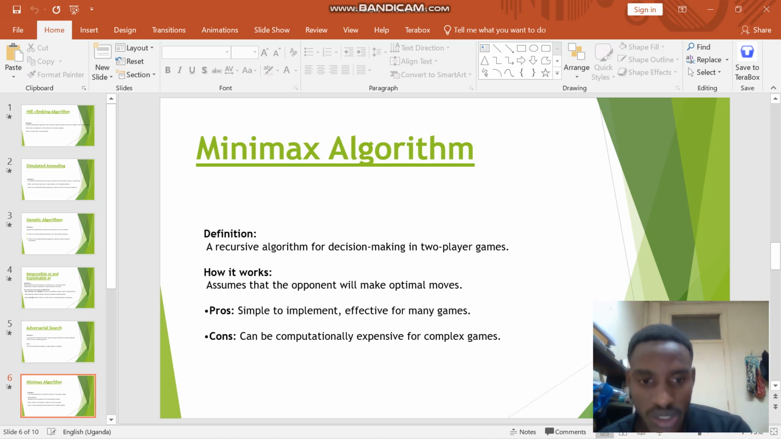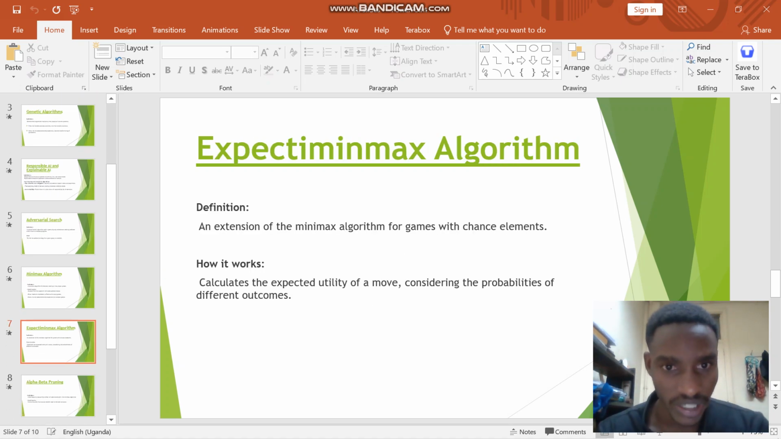But the cons are that it can be computationally expensive for complex games. For example, a chess game will be harder to implement with that algorithm compared to a tic-tac-toe game. Then we have the expectiminimax algorithm, an extension of the minimax algorithm for games with chance elements. Here you're adding the element of chance, which means that the move that brings the highest probability of winning will be taken.